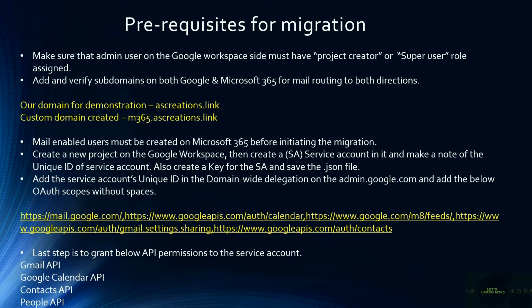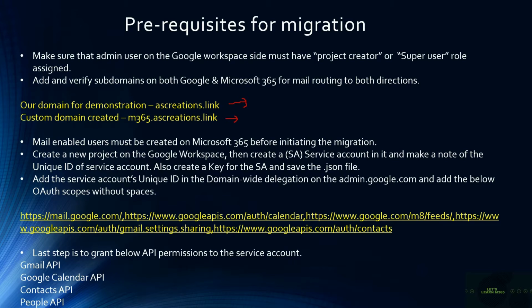So during our demo, I will show you that the primary domain which I am currently using is ascreations.link and the MX of it is pointing to Google Workspace. I will then create a subdomain which would be m365.ascreations.link. Although I will verify this domain on both Google as well as Microsoft 365, however, the MX would be pointing to Microsoft 365.